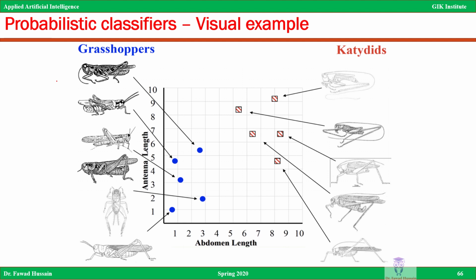Like the previous video, I would like to take it through an example. In this example we have several insects, grasshoppers and katydids. We are measuring the length of the antenna and the length of the abdomen, and this graph gives a very good classification. So we have one cluster or group over here and another group over here.